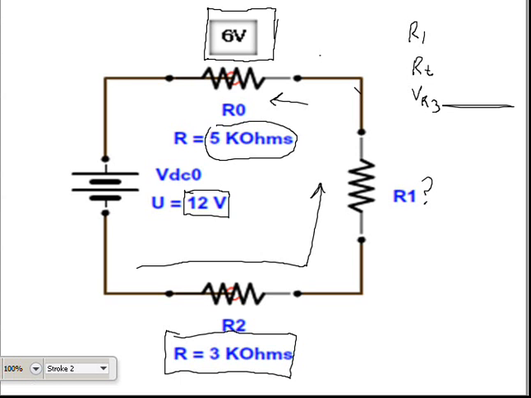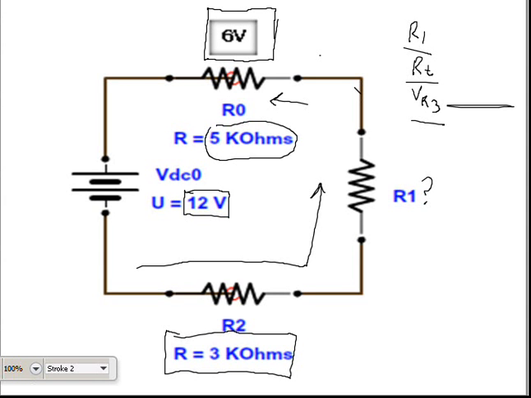Okay, I'm back again. So we're going for the value of R1, the total resistance value, and the voltage at R3. And believe it or not, this is quite easy because we're given a lot of information here.